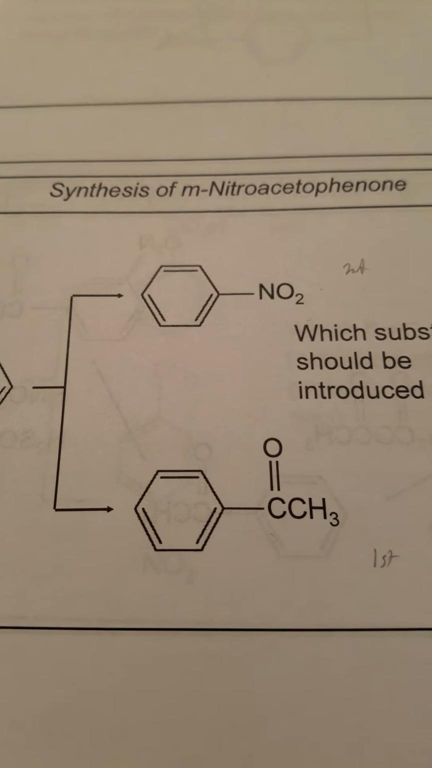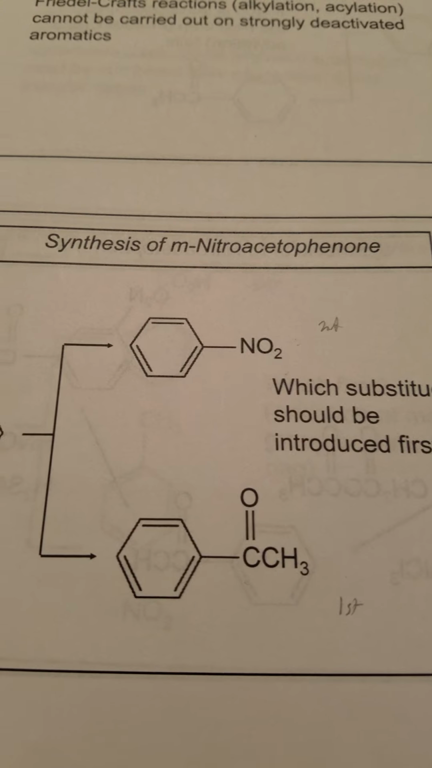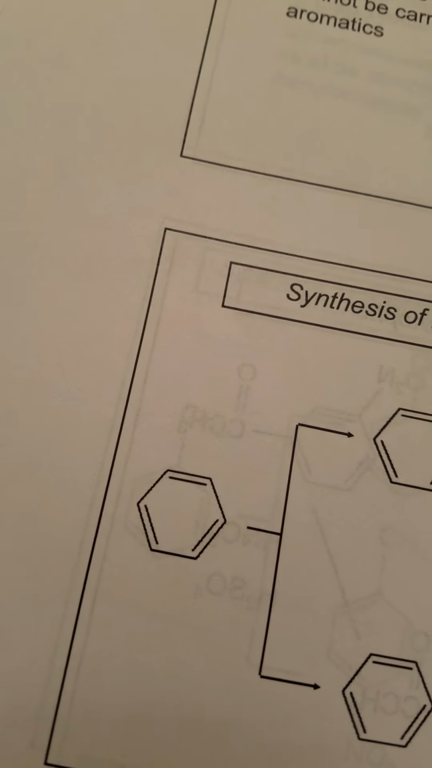Now let's go back and see if we can make a para version of that same compound. So if we want to make the para version of a bromoacetophenone, remember our bromo group is going to be ortho-para directing. Our acetophenone group is going to be meta-directing. So in this particular case, I'm going to have to do the halogenation first.